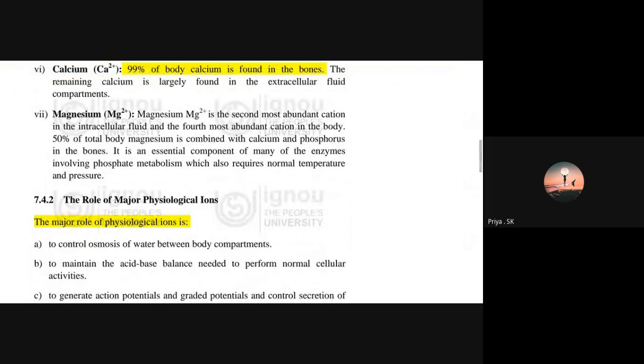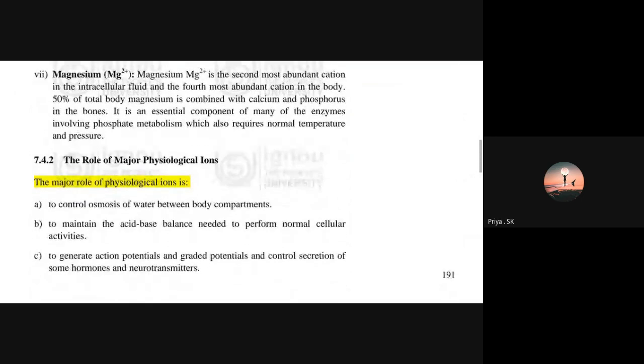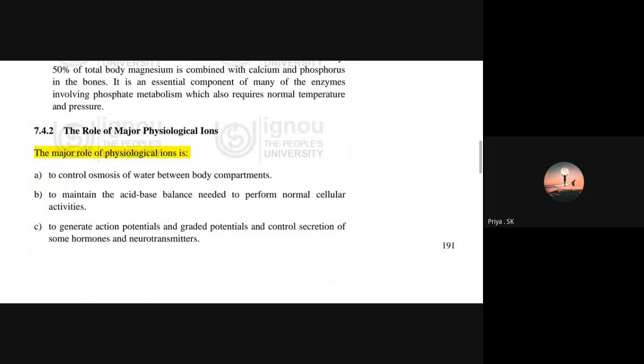The role of major physiological ions: the major role is to control osmosis of water between body compartments. Because there is a difference in concentration of bodily fluids, it controls osmosis between higher concentration and lower concentration of any particular physiological ion. Then, to maintain the acid-base balance needed to perform normal cellular activities. Then, to generate action potentials and graded potentials and control secretion of some hormones and neurotransmitters in the nervous system.